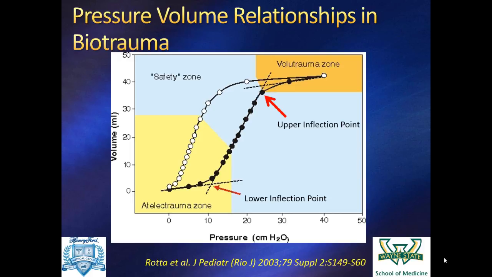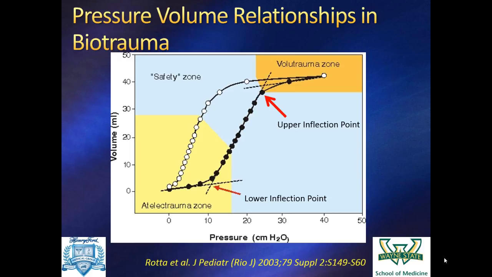And so the idea is, if you're below this lower inflection point, you're taking that balloon, letting it close, pushing it open again, letting it close, pushing it open again, and by doing that repetitively, you're causing some degree of cytokine release and cascade changes that are going to cause trauma to the lung.